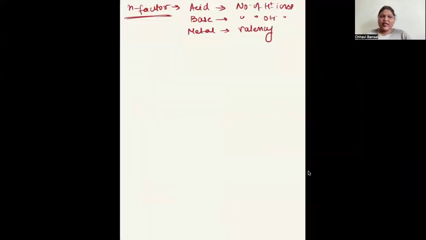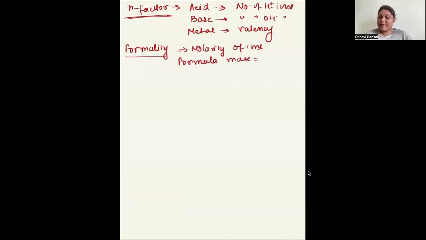Now, this normality, molarity, molality. Okay, there is another term called formality. It sounds weird, right? But formality is nothing but the molarity of ions. Instead of using molar mass, we'll be using formula mass, which is the mass of ions. That is called formality.